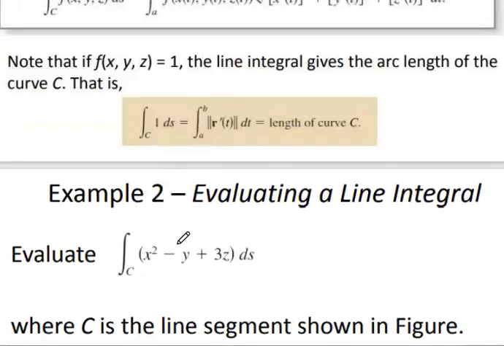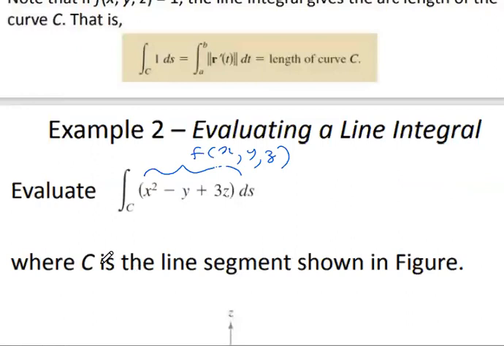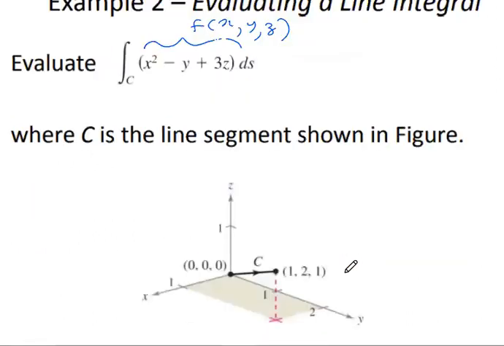The line integral of this is a scalar value. This is your function f of three dimensions, with x, y, and z. Do you know this path? The path is given where C is the line segment shown in the figure. It is a straight line segment, very smooth. You don't have any corners or cusps.